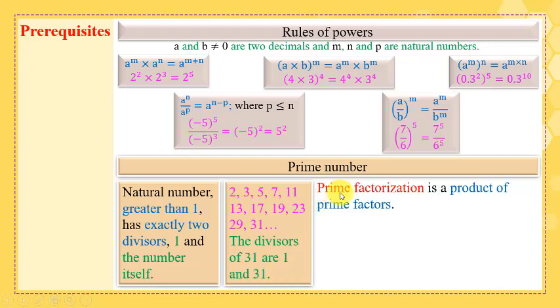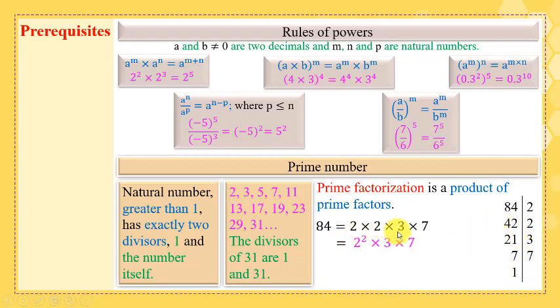Also, what is prime factorization? Prime factorization is writing the number as a product of prime factors. For example, number 84 divided by 2 is 42, by 2, 21, divided by 3, 7, by 7, 1. So 84 is 2 times 2 times 3 times 7, which is 2 squared times 3 times 7. So we write number 84 as a product of prime factors. This is the prime factorization of 84.